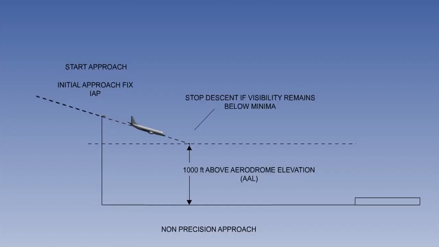The outer marker, or equivalent, referred to in the precision approach, is replaced by a height of 1,000 feet above aerodrome elevation for a non-precision approach. The pilot can commence a non-precision approach, regardless of the reported meteorological visibility, or RVR, but the approach must not be continued below 1,000 feet above the aerodrome elevation if the reported visibility is less than the applicable minima.